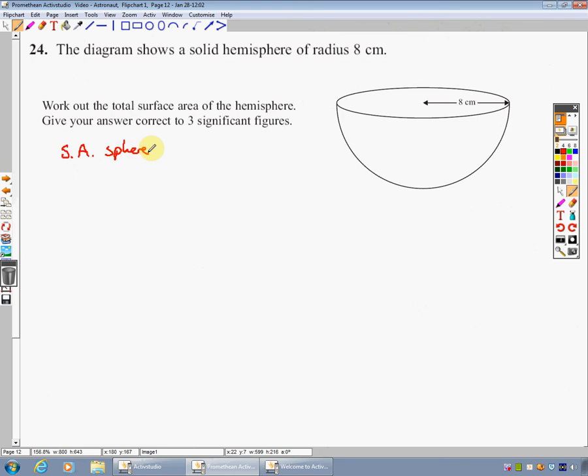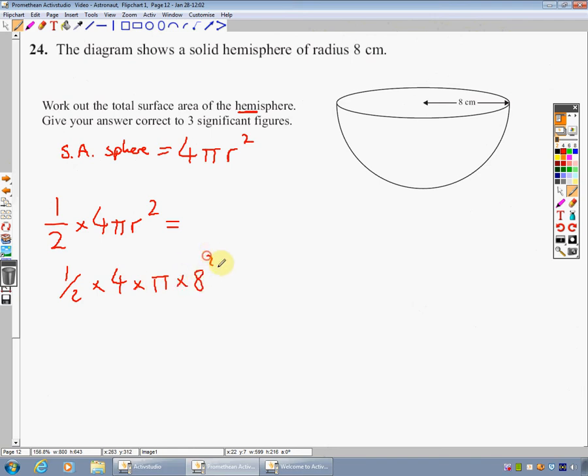We've got a hemisphere, so in this case we only want half of our 4 pi r squared, and my radius is 8, so I'm going to do a half times 4 times pi times 8 squared. And then on my calculator, half, 0.5 times 4 times pi times 8 squared. Pop it in my calculator, I get 128 pi. I'm not going to write it as a decimal just yet because I'm not quite finished.